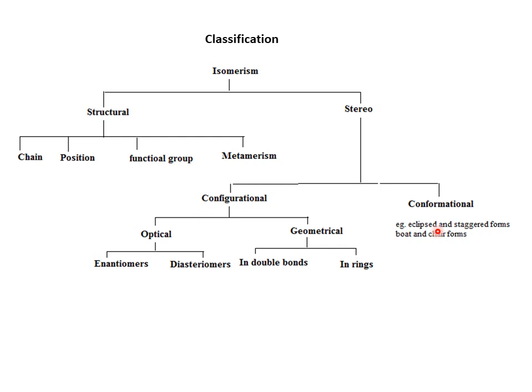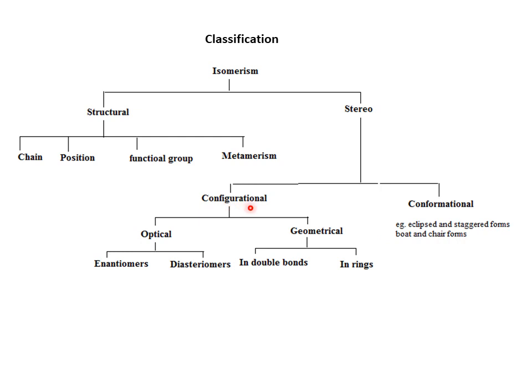Eclipsed form can easily convert into staggered form by carbon-carbon single bond rotation. So we cannot separate eclipsed form from staggered form in the case of ethane. Similarly, boat and chair forms of cyclohexane are also examples for conformational isomerism. Boat form can easily transform into chair form by carbon-carbon single bond rotation in the ring.